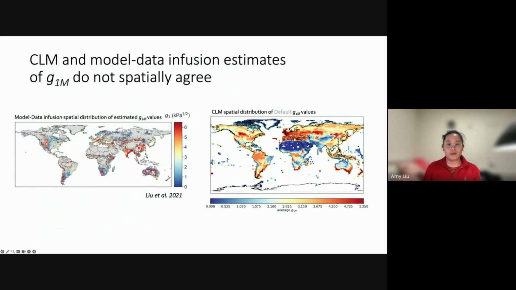I also wanted to show previous work done by Liverell 2021 that has tried making a global spatial map of GUNM estimates using a model data infusion method. So that is this plot on the left here. And if we compare it to a similar plot on the right, which is the spatial map of default GUNM values used within CLM, we can see that the spatial gradient of GUNM is different between the two spatial maps. The color bars are supposed to be similar, so we can see that the colors don't really match. And so with our GUNM perturbation simulations, we also want to gain some insight on the spatial gradient of GUNM.